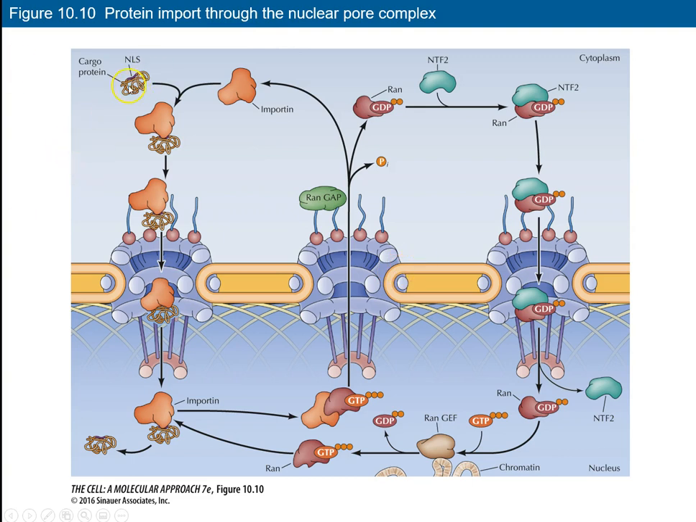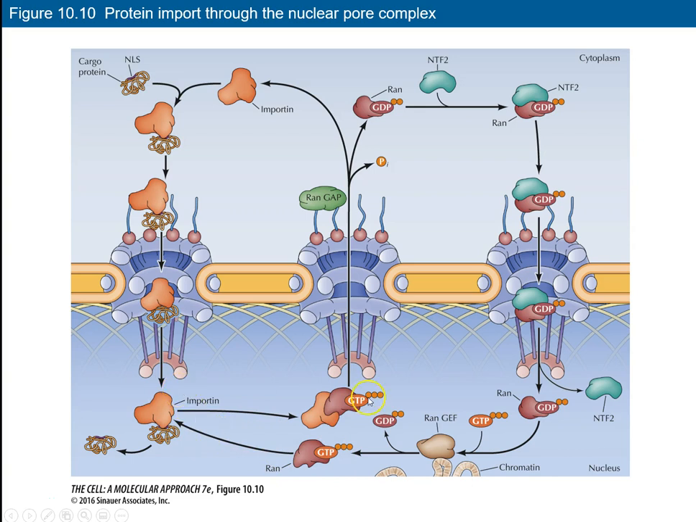So here's your cargo, here's your protein. This is the protein that functions in the nucleus, therefore it needs to get into the nucleus, and it has a nuclear localization signal. That signal is recognized by this receptor, this importin. This whole complex then will go to the nuclear pore and will enter into the nucleus. Once it gets inside, you want this importin to release this protein so that it can go and do its job. That release is controlled by this RAN protein.